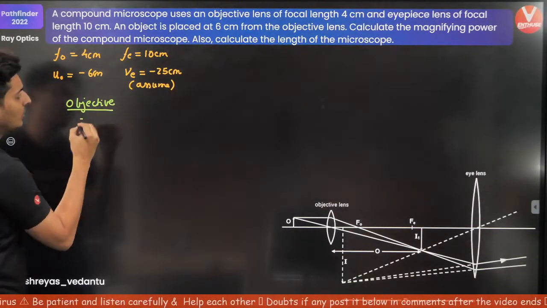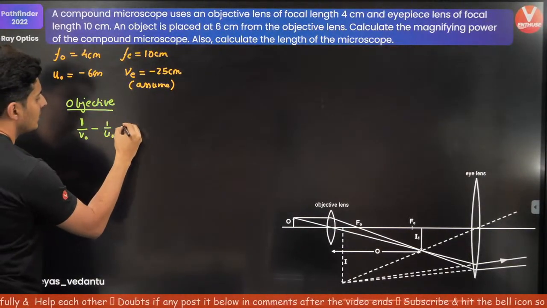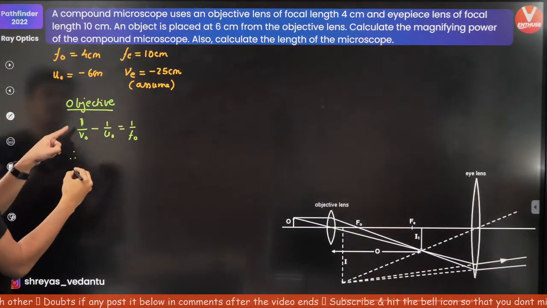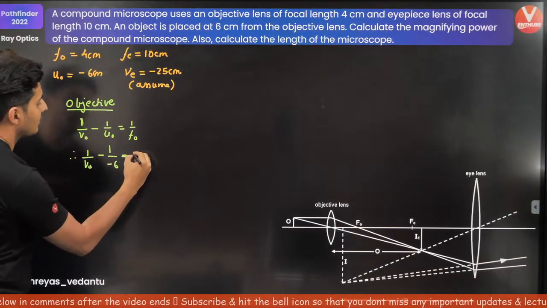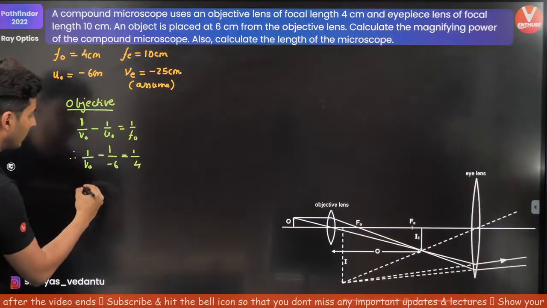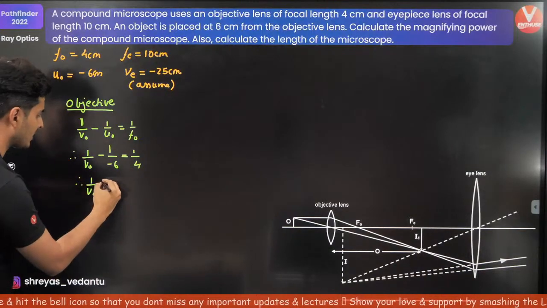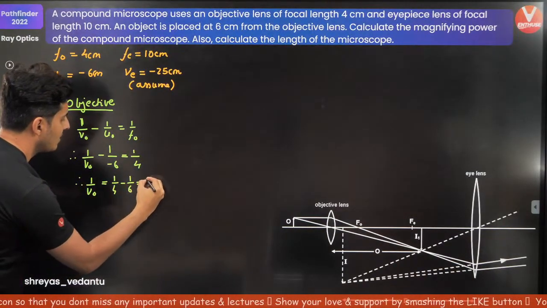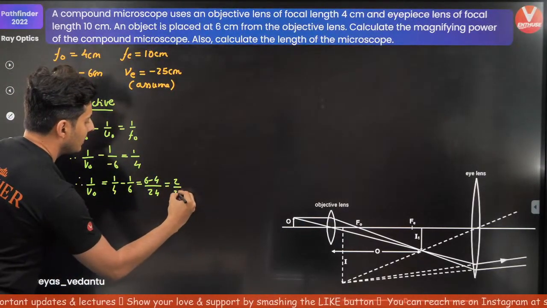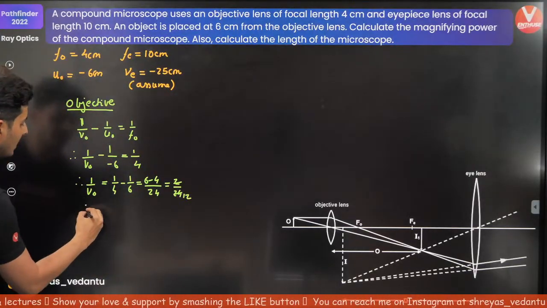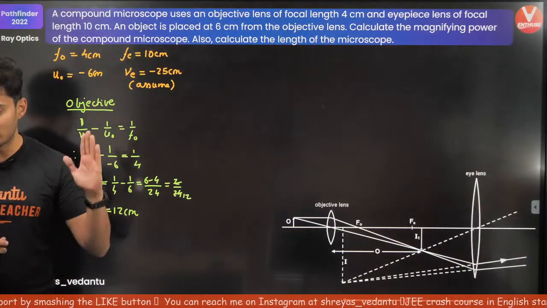For the objective, I can say 1 by VO minus 1 by UO is equal to 1 by FO. Therefore, 1 by VO, I don't know, minus 1 by UO, which is minus 6, is equal to 1 by FO, which is basically 4. So 1 by VO, when it goes that side, it will again become minus. So it will become 1 by 4 minus 1 by 6, which is 6 minus 4 by 24, which is 2 by 24, which is 1 by 12. So therefore VO is nothing but 12 centimeters. Just see if you guys have got this as 12 centimeters, my warriors.